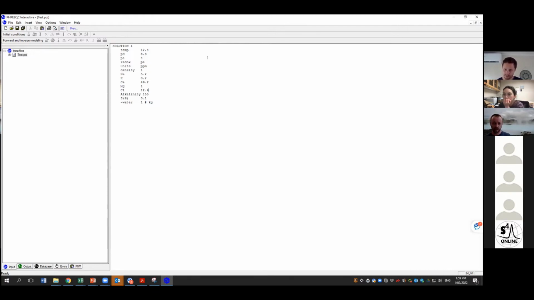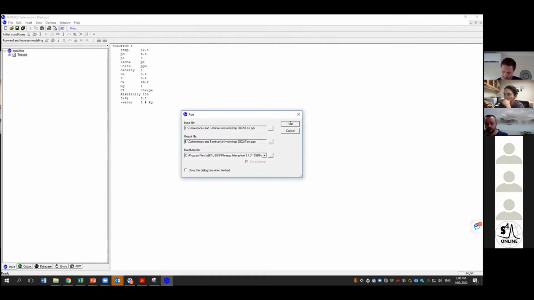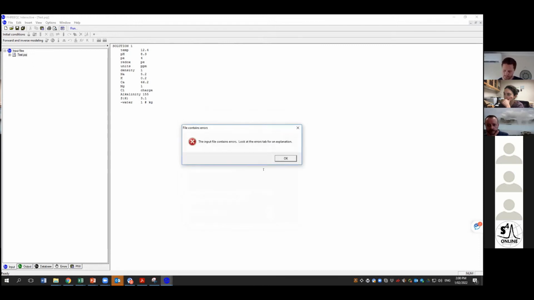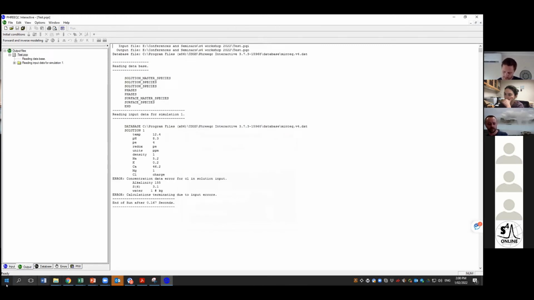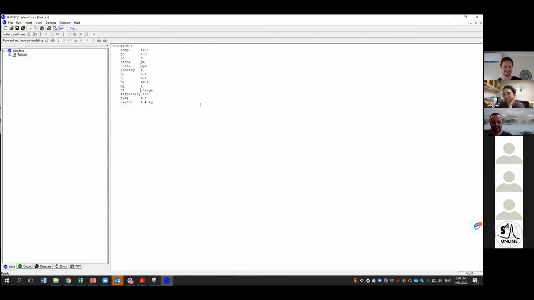And I know that it's slightly too many negative ions. So what I'm going to try and do here is type in charge for the chloride rather than the concentration. I'll see if it likes that or not. Yep, contains input errors. Didn't like that. There you go. So what I'm going to do is give it some amount of chloride. The original spreadsheet value was 12.4.